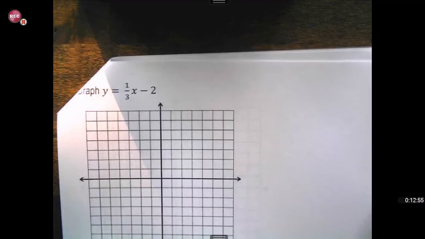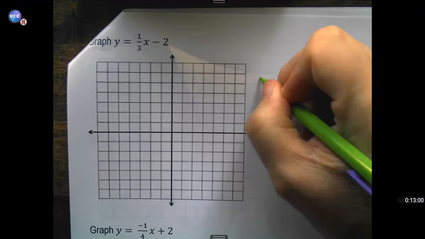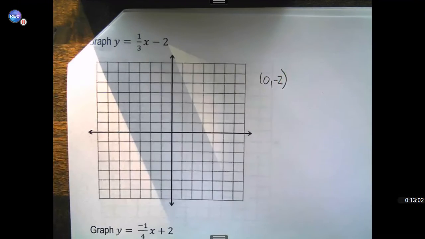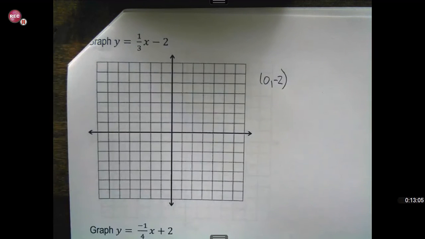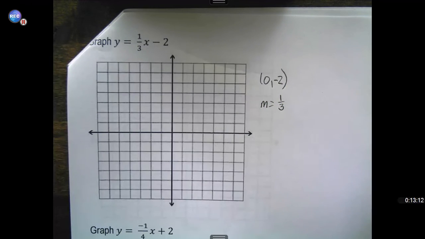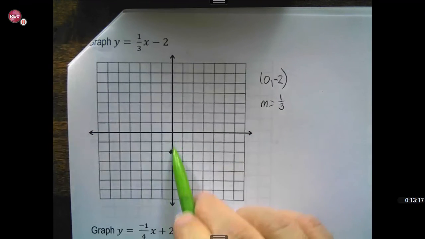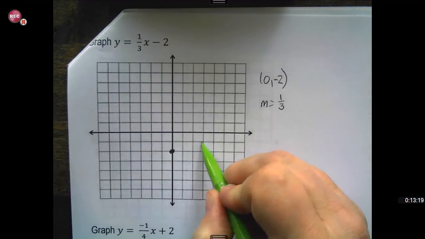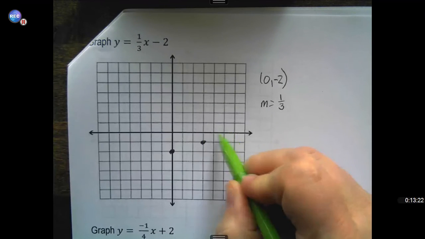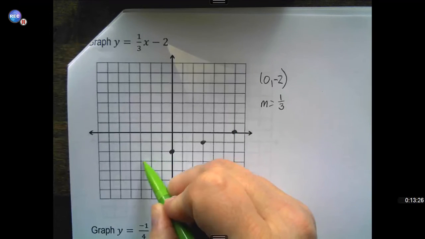And graph them all just exactly the same way. The y-intercept here is negative 2. And the slope of this line is 1/3. So I start at 0, negative 2. And then I'm going to rise 1 and run 3, both in the positive direction. Rise 1, run 3. I could rise negative 1 and run negative 3, because a negative over a negative still gives me a positive.